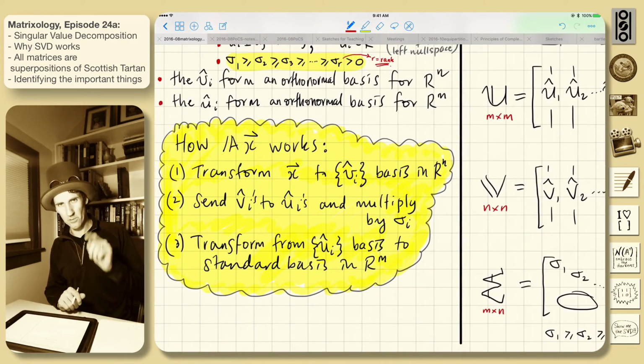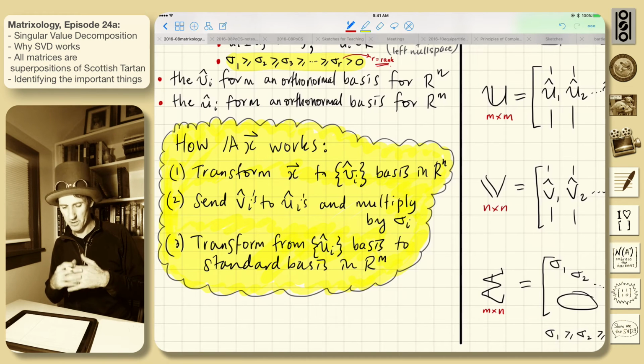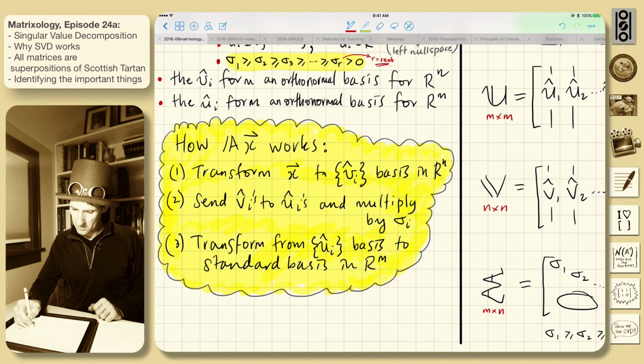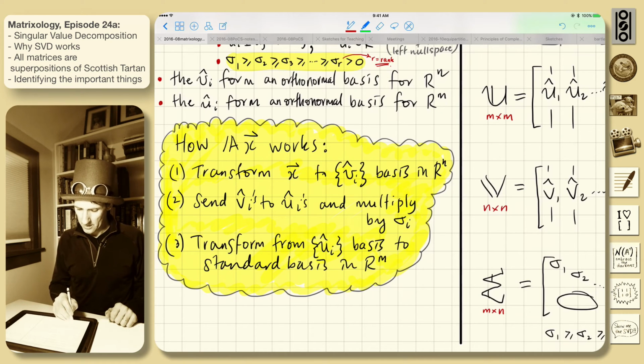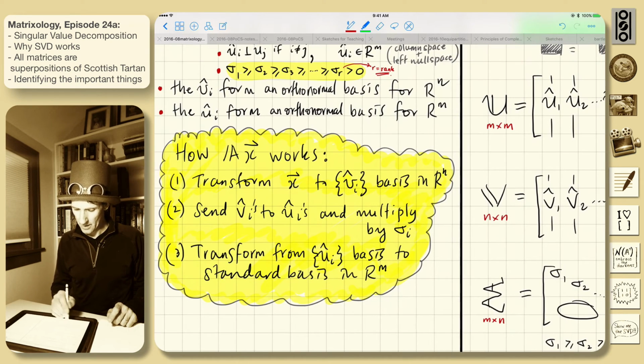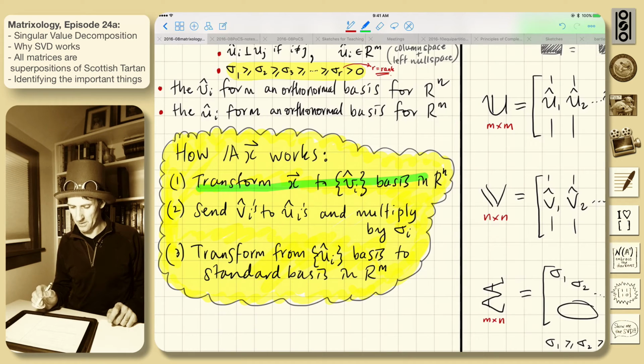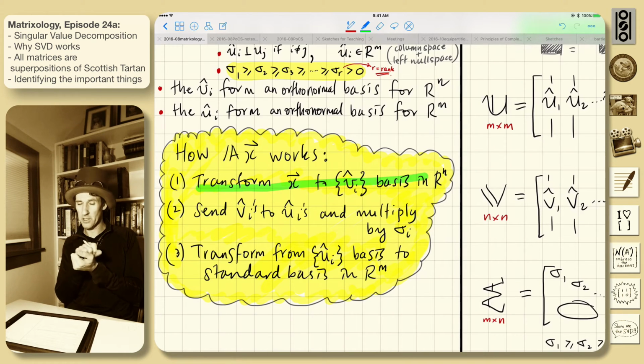So this is how Ax will work. You have to come back to this picture and read it again, but we'll just talk our way through it. The idea will be, we're going to transform x into the V basis, right? We're just going to change its representation. We've talked about what this is.